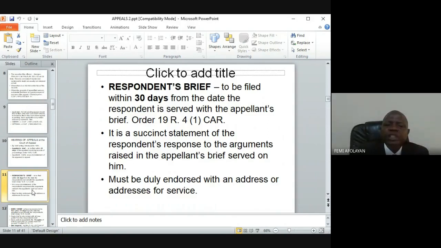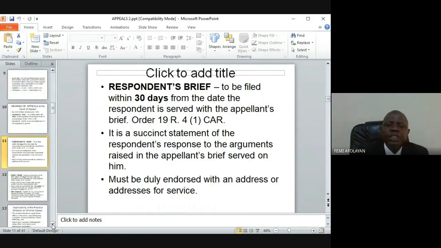The respondent's brief is a succinct statement of the respondent's response to the arguments raised in the appellant's brief served on him, and it must be duly endorsed with an address or addresses for service. A brief of argument generally must be endorsed with the address or addresses for service, and it must be signed by the counsel that is settling it.